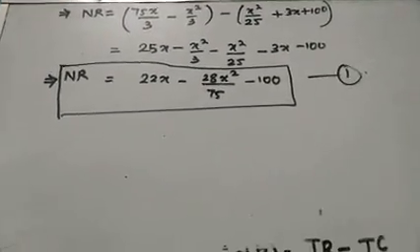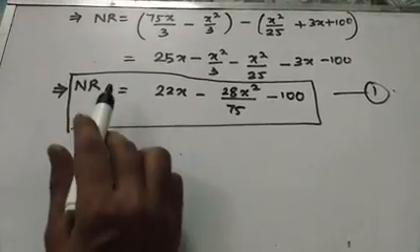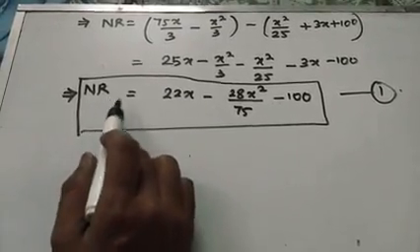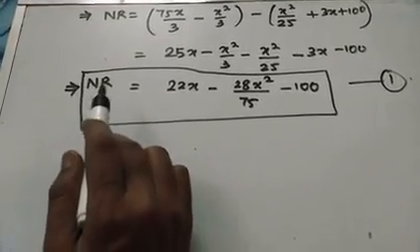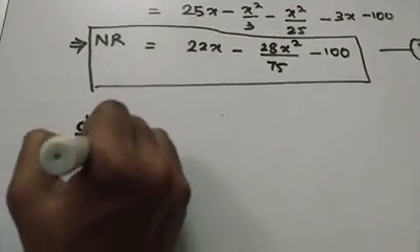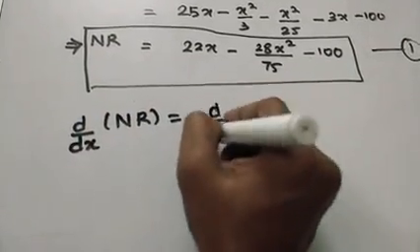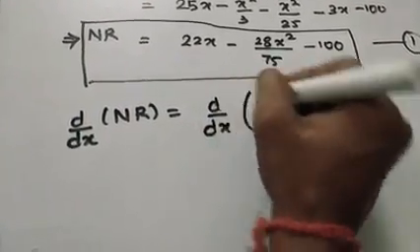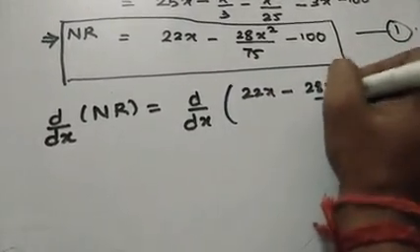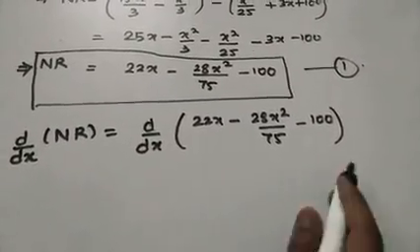Now what we have to find? We have to find maximum net revenue. That means again we have to find the maximum value of this. So for that we have to differentiate, and second order differentiate of net revenue we have to find. So let's do that. d/dx of net revenue, that is d/dx of 22x minus 28x square by 75. Okay, so d/dx of net revenue, that is d/dx of this function.